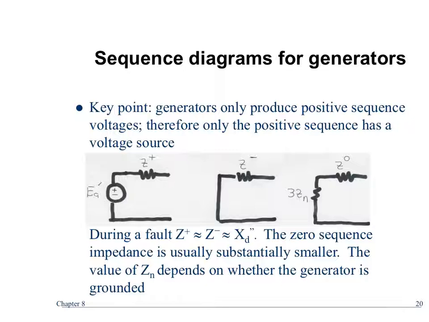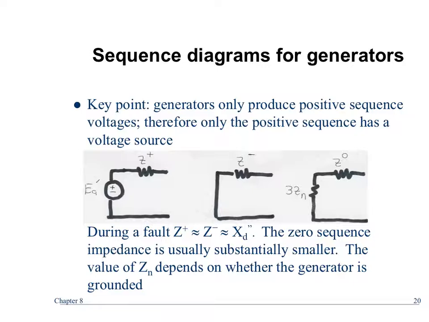Now, I've got my generators. So I'm going to draw my sequence network for my generators. Generators are the only ones that put energy into the system. Agree? So if they're the only ones that put energy in the system, they're the only ones that should have a power supply in them, right? Motors actually can too, but usually only at faults. But these can actually put energy into the system. So I actually show a voltage source in there. Why don't I put one here and here?